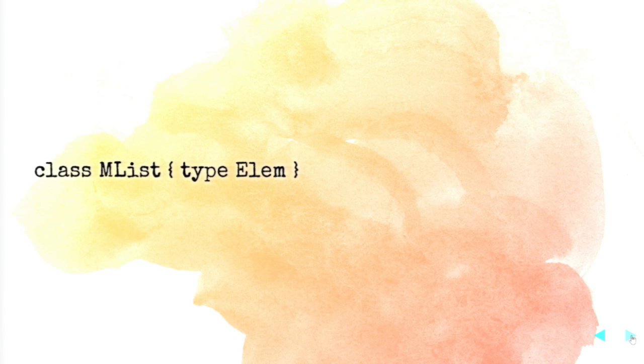Now, the designers of Scala could have implemented that with a type member instead. Let's call it MList for member list. This is a little bit different. We don't have the type parameter anymore, and we have to specify type and give it a name.